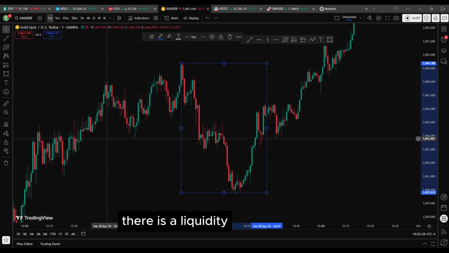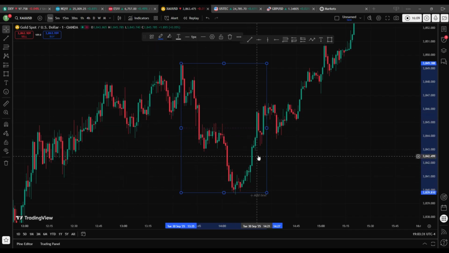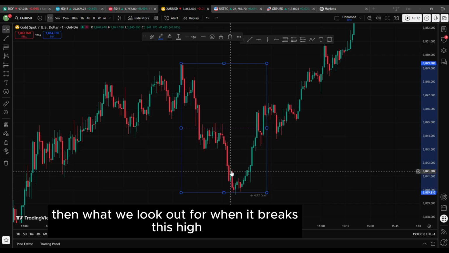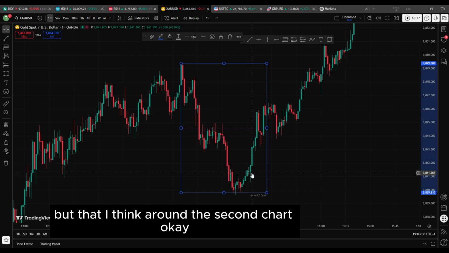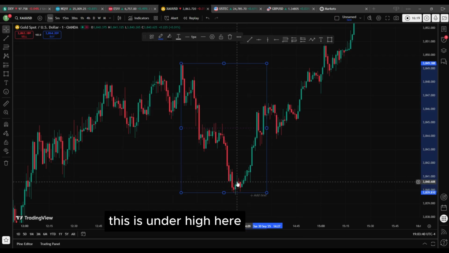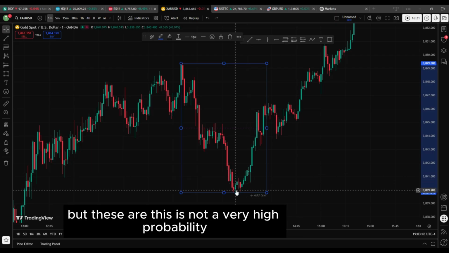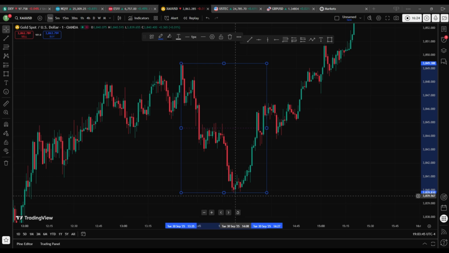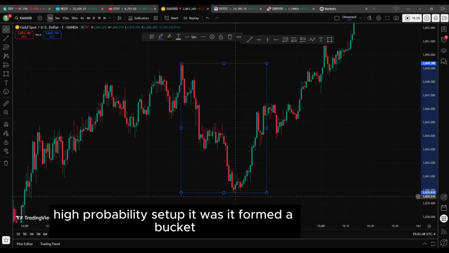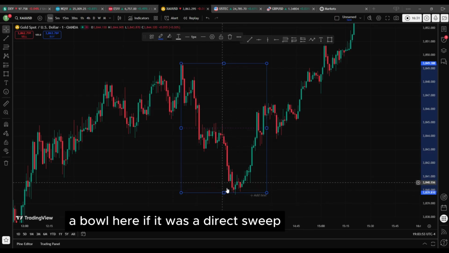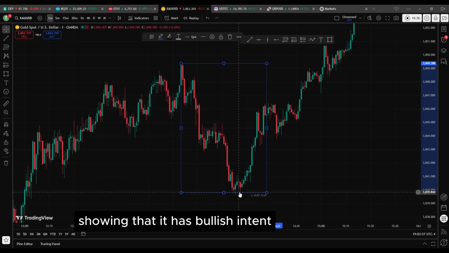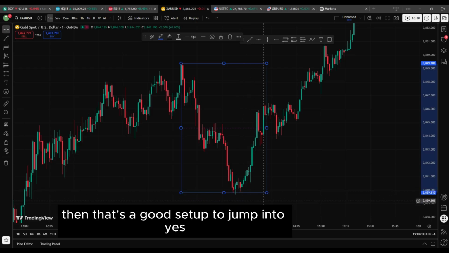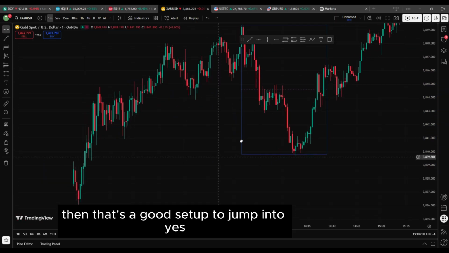And there are a bunch of liquidity sweeps here. But what to look out for when it breaks this high is a fair value gap. This is not a very high probability setup. Whereas if it was a direct sweep and then you see the candle forming, showing that it has bullish intent, that's a good setup to jump into.